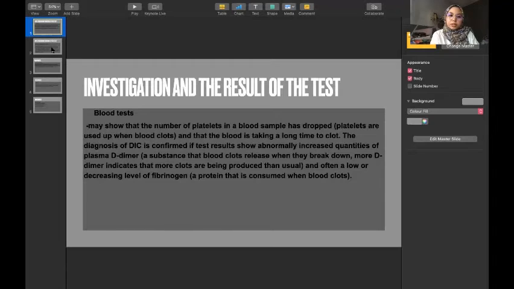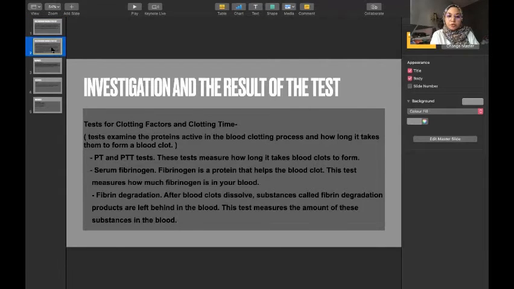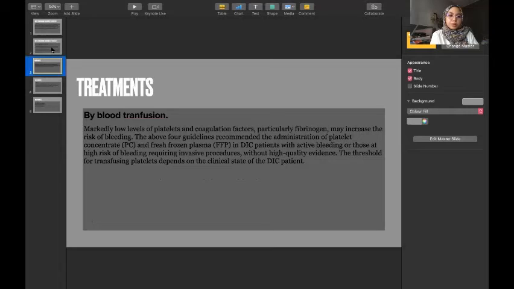And the second one was the test for clotting factors and clotting time. Basically, it seems like the first investigation, the blood test, but this time it's more focused on the blood clotting factors. So we can do the PT and PTT test, the tests that measure how long it takes the blood to clot. Also the serum fibrinogen, which we know is a protein that helps the blood clot, and also the fibrin degradation products. These are for the investigation and the result of the test. And we will go to the treatments.